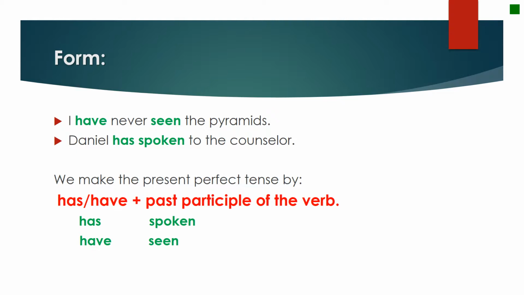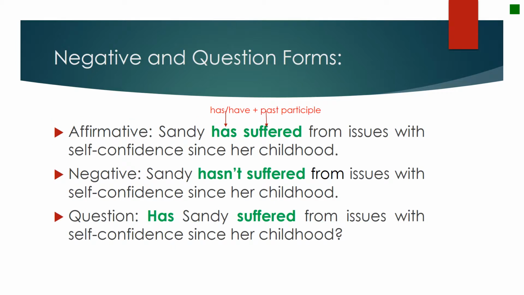The form, we talked about it previously. I have never seen the pyramids. This is have. We said we use have or has. Obviously with I we use have. And then the past participle of the verb see, which is seen. I have never seen the pyramids. Daniel has spoken to the counselor. Daniel is he, has spoken to the counselor. The present form of verb to have. We make the present perfect tense by has or have plus past participle of the verb.